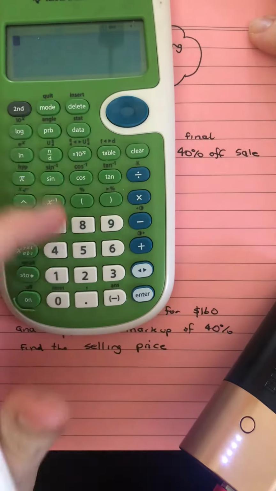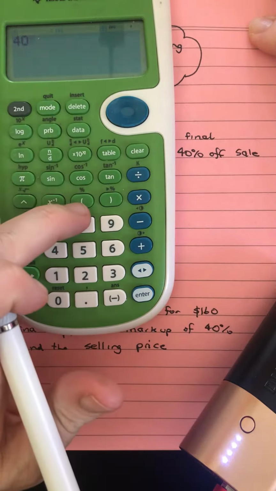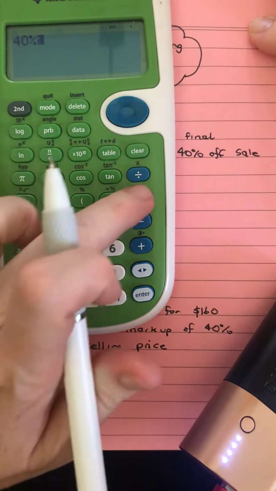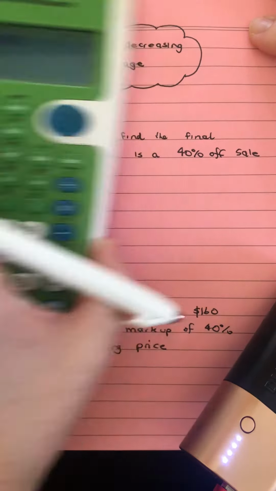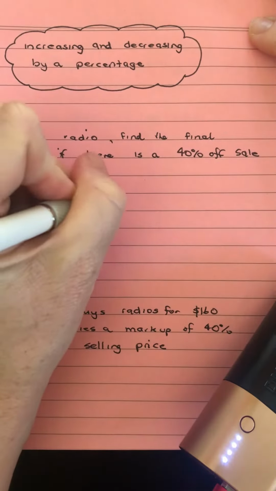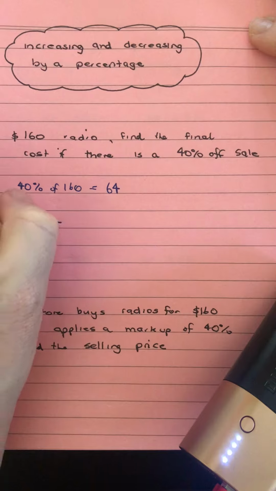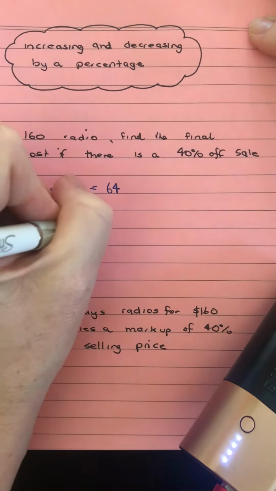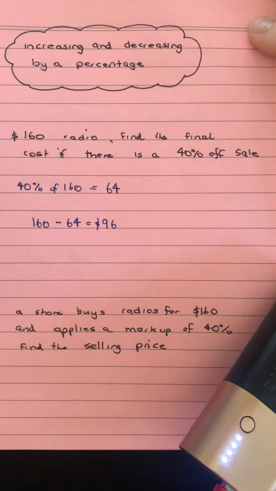So we can grab our calculators, use our percent button on there, which is the second and then the bracket, times by the 160, and we get 64. We would then do 160, take away 64, and we would get $96 as our answer.